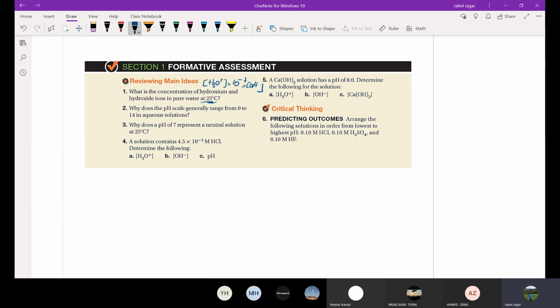All right. Second question. Why does the pH scale generally range from 0 to 14?